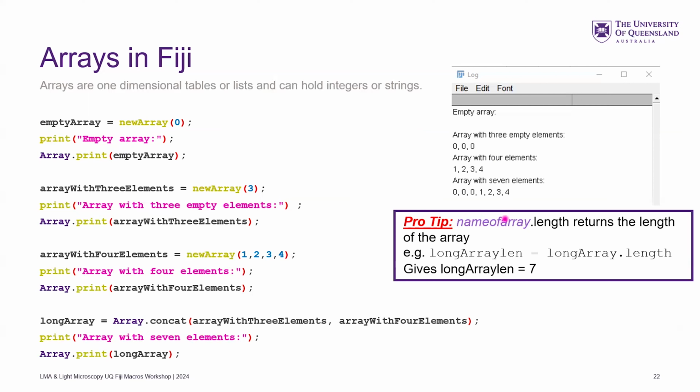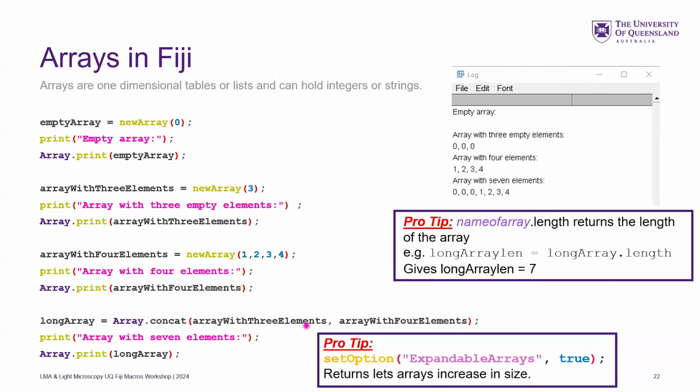And then you can use these, like say .length. We'll cover this later because it's really useful. But if you said name of array .length, it returns the length of the array, which in this case, long array.length will tell you gives the answer 7 because it's got 7 things in it. So you might want to create a list of all the files in a folder and then ask, how many files are there? Because you're going to have to loop over each image. So you need to know the length of that list of files. So that's one way that you can use the length of the array.